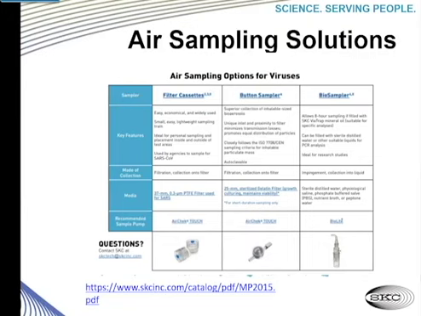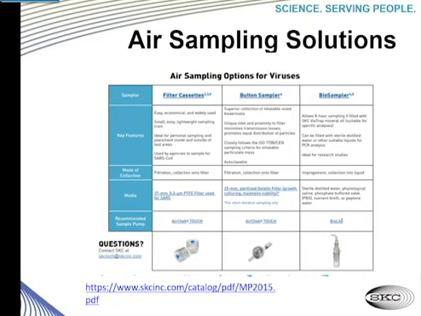Okay, now that we have a better understanding of what this virus is and the potential mode of transmission, let's talk about the equipment, which I call IH toys, that can be used to assess the virus. What you see here is a snapshot of the bulletin that we created summarizing what the new coronavirus is and their air sampling options.